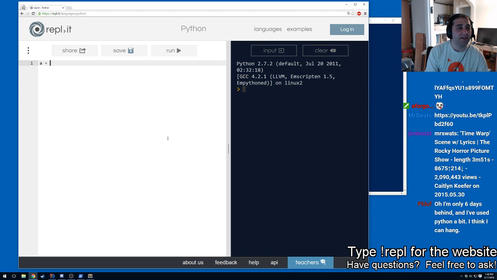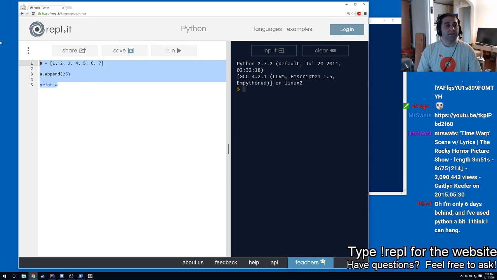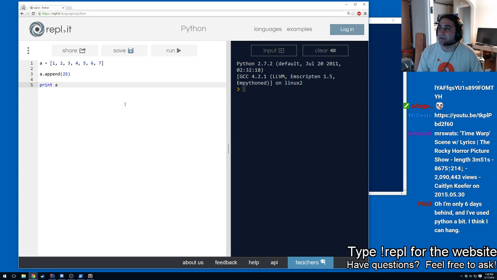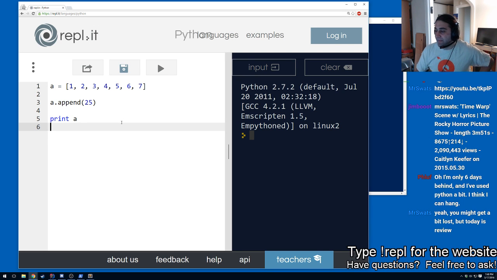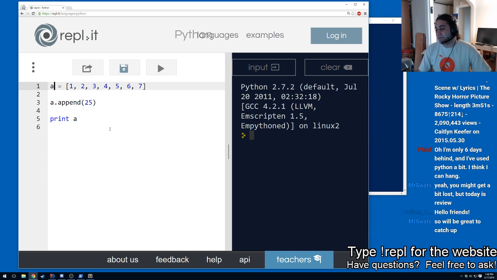So let's see if I do... So what does this print? Who can tell? Here, let me make the font bigger. All right, so you can tell me what this prints. Actually, who can tell me what this prints and what type A is?